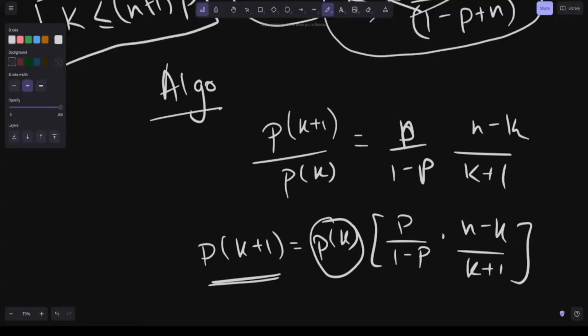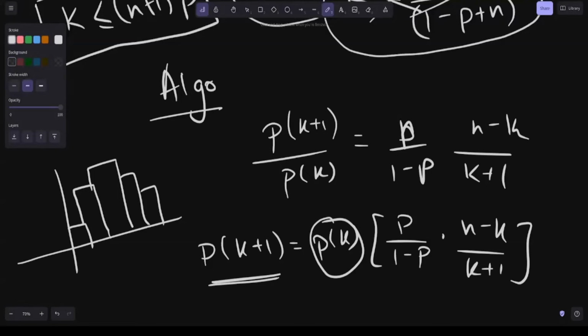Usually if you plot the graph, let's say a histogram, it will look something like this. So this is how the binomial graph would look. With this we have covered binomial completely today, and now we'll cover the rest the next day.